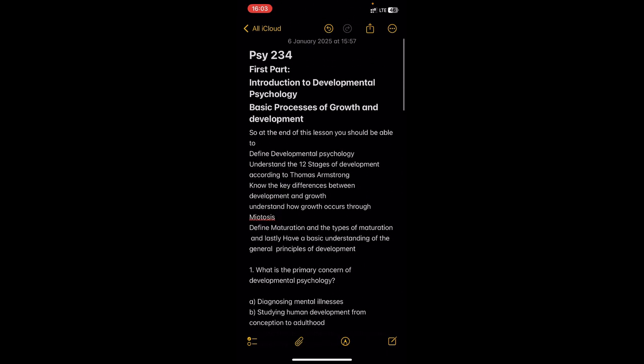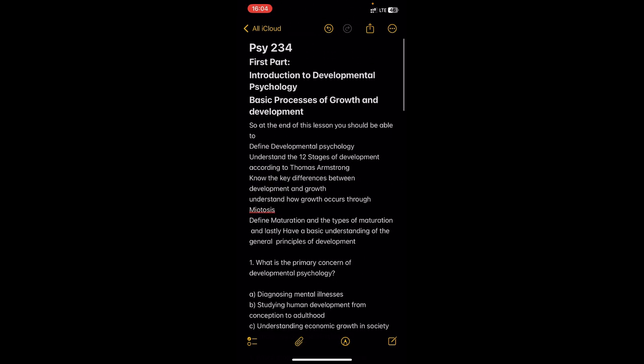Now we're going to recap. So at the end of this lesson, you should be able to define it. Now you understand more the 12 stages of development. Know the key difference between development and growth. Understand how growth occurs through mitosis. Another question I have: what principle can you say does mitosis follow? That's another easy question, very cheap.